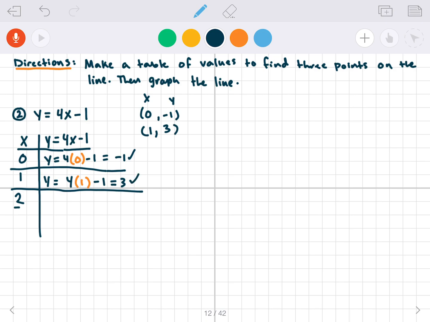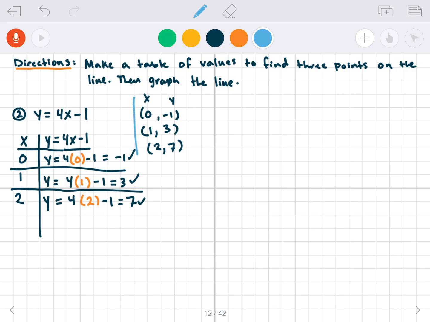And finally, when x is 2, we plug in 2 for x into this rule up here. So we have, oops, I didn't mean to put 2 there. I meant to put 4. We have 4 times 2 minus 1. That's 8 minus 1 is 7. So another ordered pair is 2, 7.